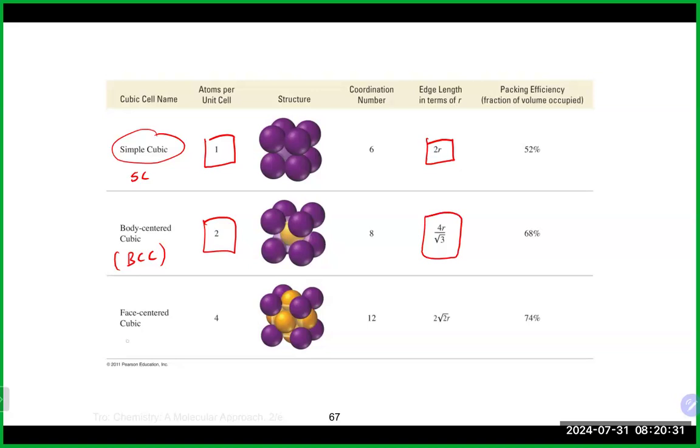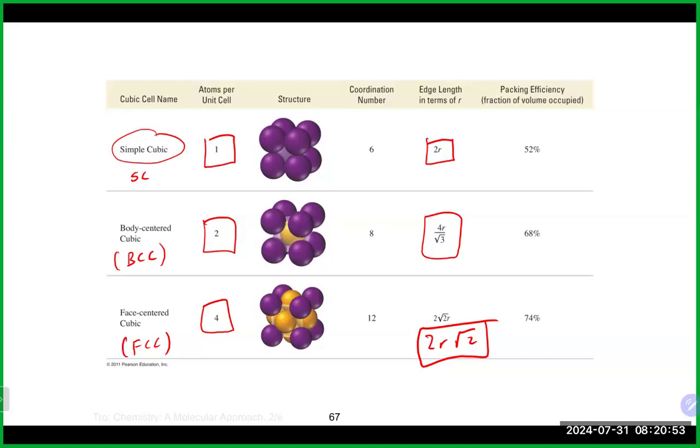And then we have face-centered cubic, which is sometimes abbreviated as FCC. And this has 4 total atoms. And it's basically 2 times r square root of 2 that is the edge length. So these are the 3 different types of cubic cells we're going to talk about here.